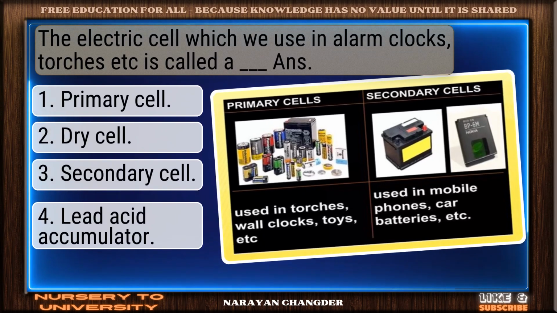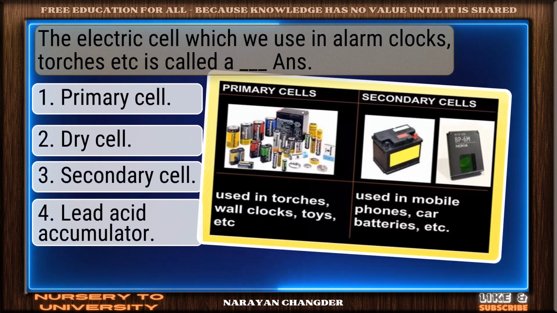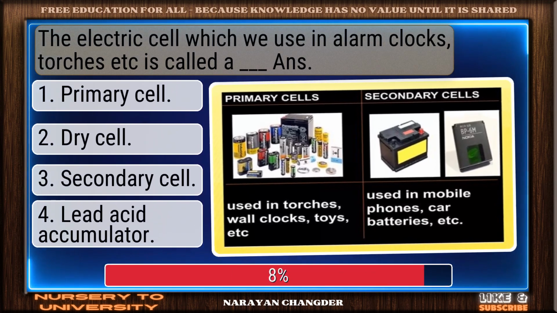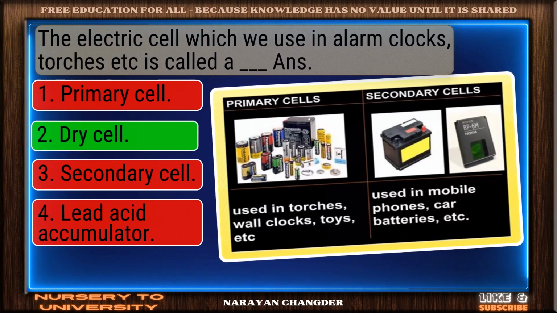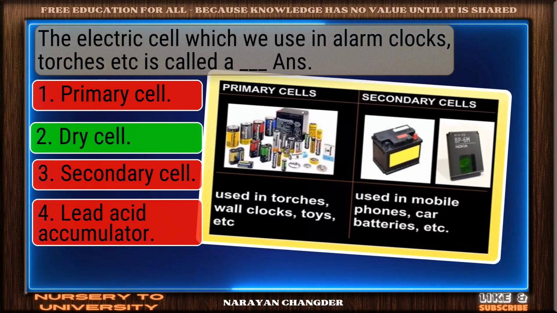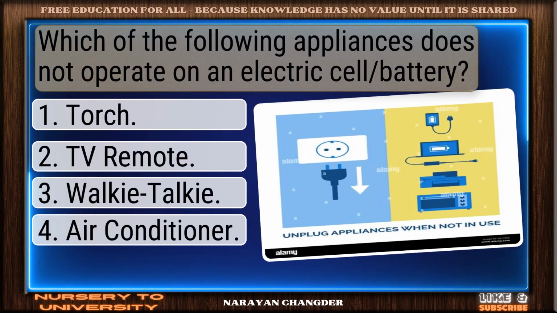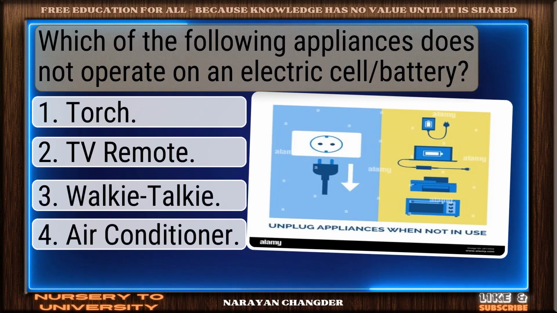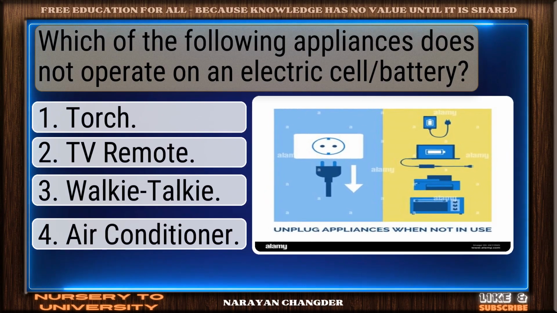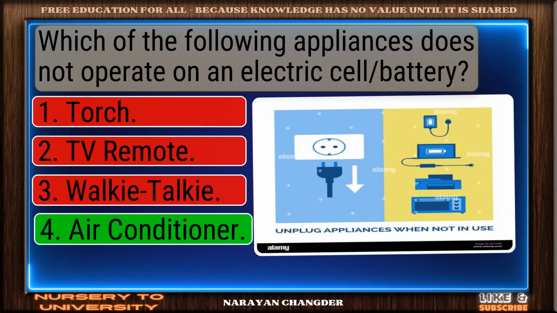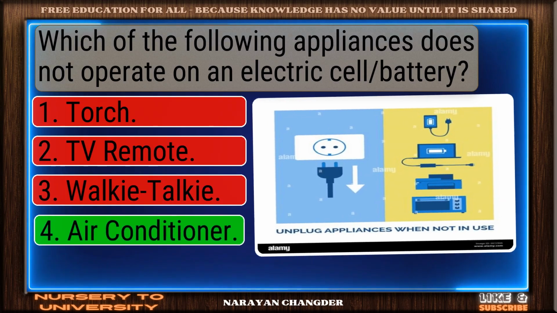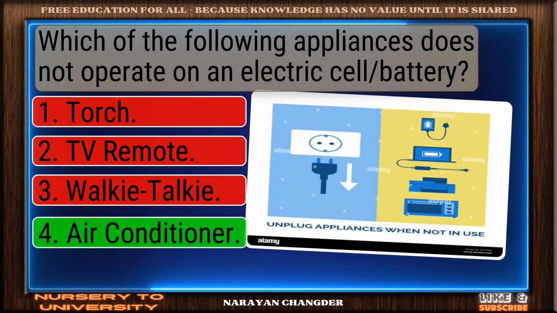The electric cell which we use in alarm clocks and torches is called a dash. Strong choice. Dry cell is the right answer. Which of the following appliances does not operate on an electric cell or battery? Sharp thinking. Air conditioner is the right choice.